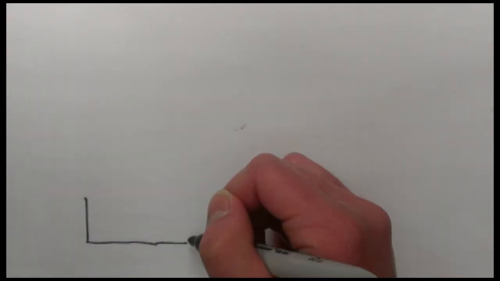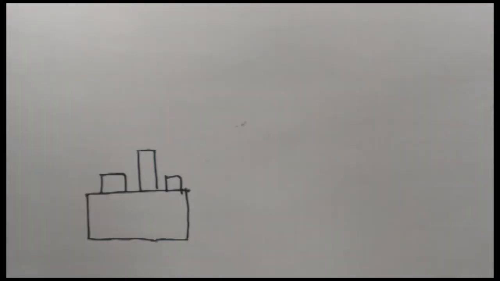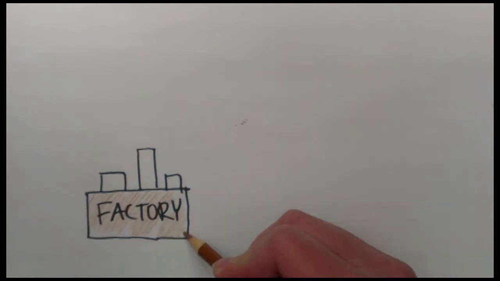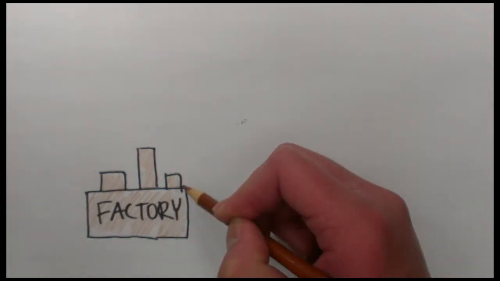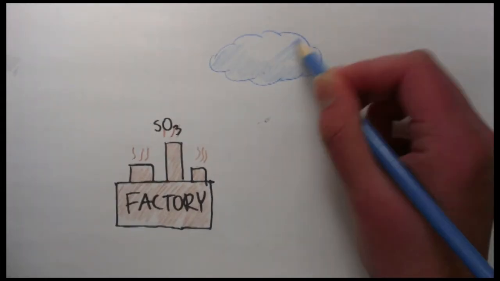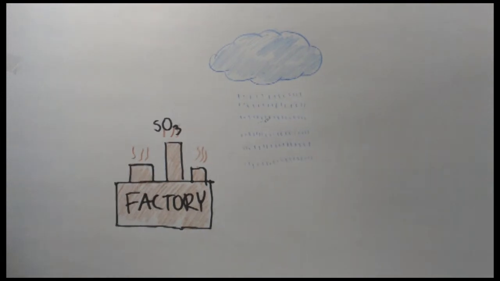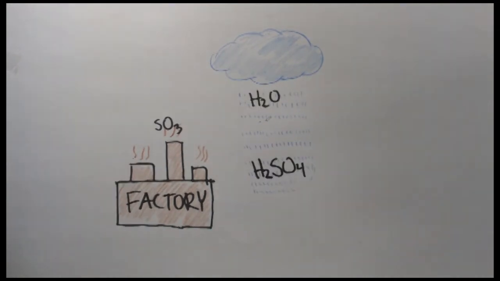When a non-metallic oxide reacts with water, the product is an acid. One such example is sulfuric acid, which is a contributor to acid rain. Sulfuric acid forms when sulfur trioxide, from sources such as industrial plants that emit the gas as a byproduct of burning fuels, reacts with water.